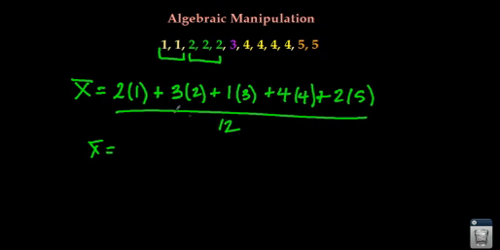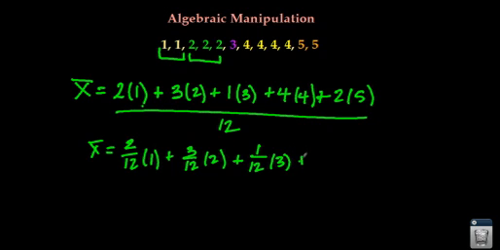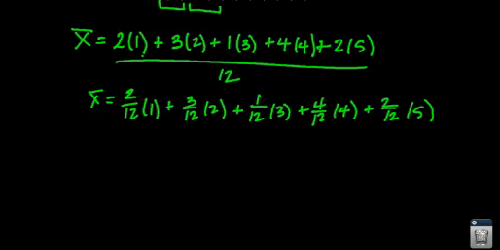All right, now I have each of these terms divided by 12. Okay, so I could also rewrite this as 2/12 times 1, plus 3/12 times 2, because 12 applies to each term, not just to the whole numerator, but each term in the numerator. I have 1/12 times 3 plus 4/12 times 4 plus 2/12 times 5. All right? So all of the things that we've done so far are the same.